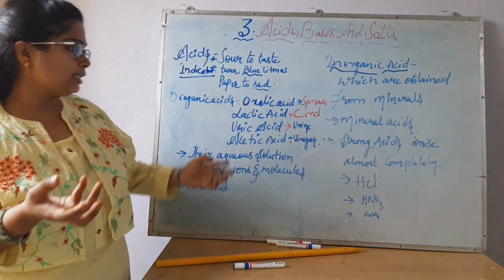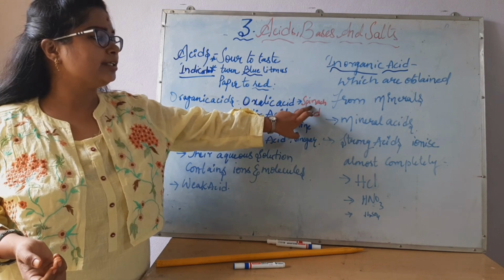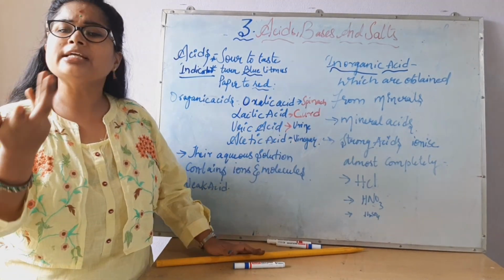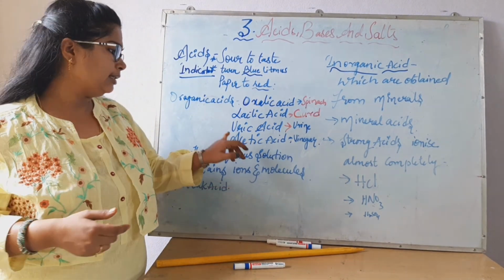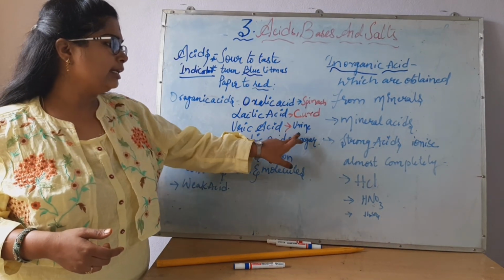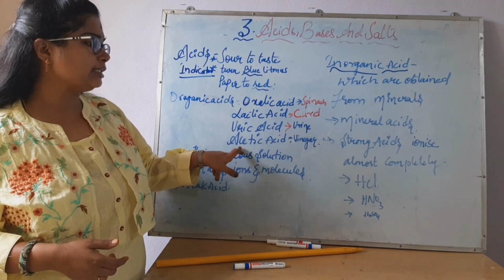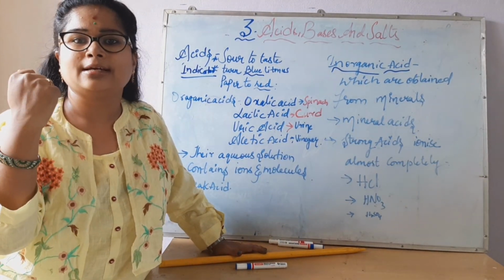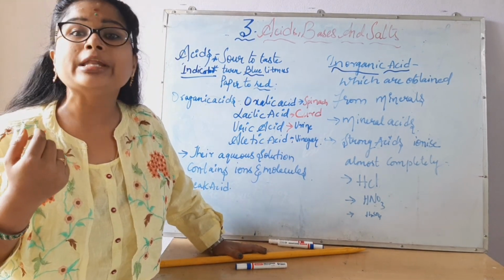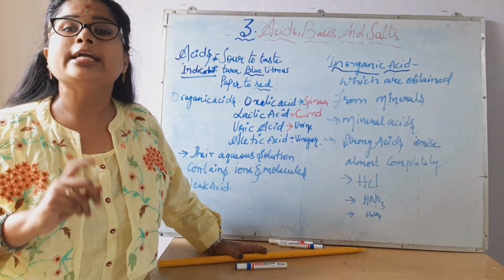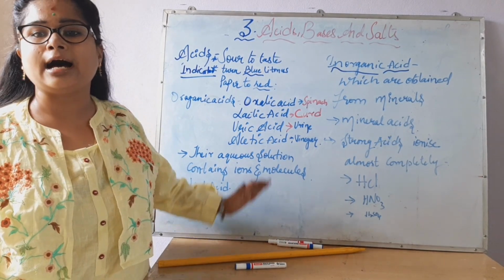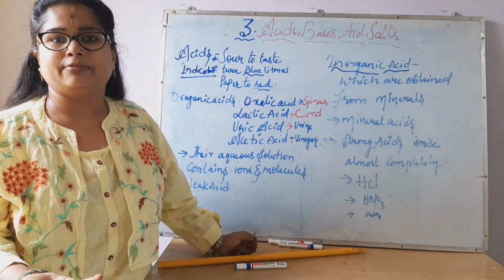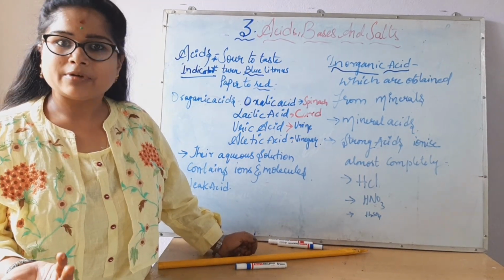Such as oxalic acid, which is present in spinach, and lactic acid in curd. If you taste it, it will be sour. Then uric acid is present in urine. Acetic acid is in vinegar, which they add to noodles for taste. Vinegar will be sour to taste. It is also called acetic acid. These are from plants.